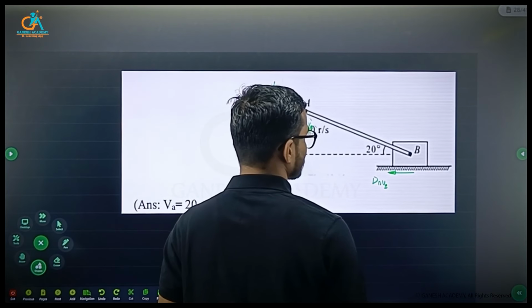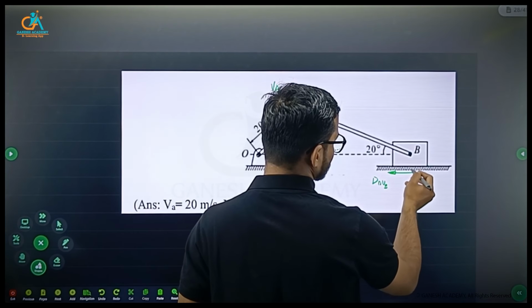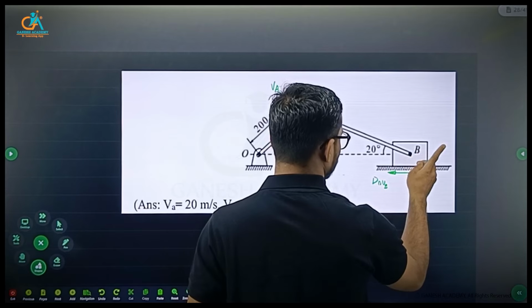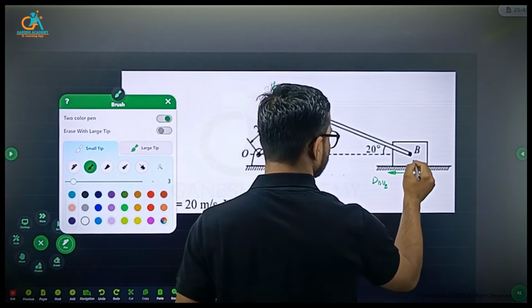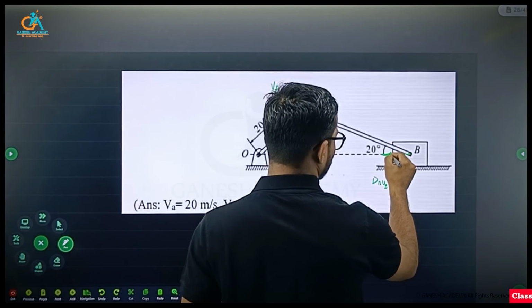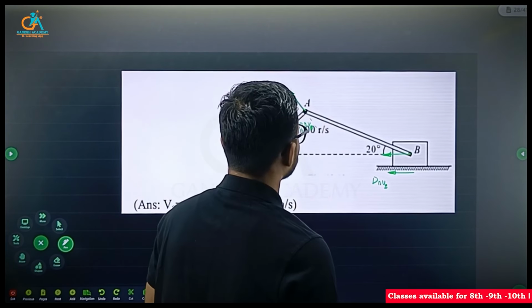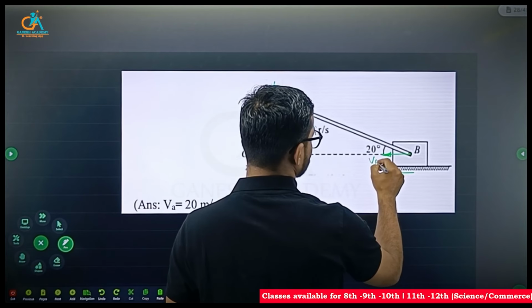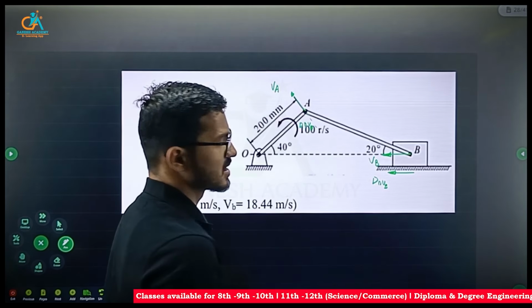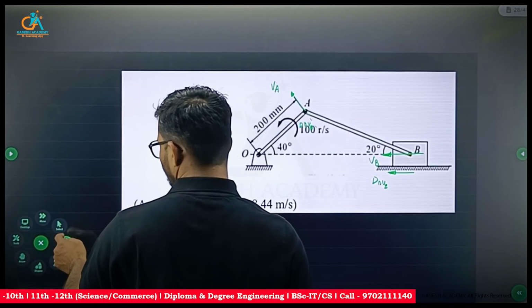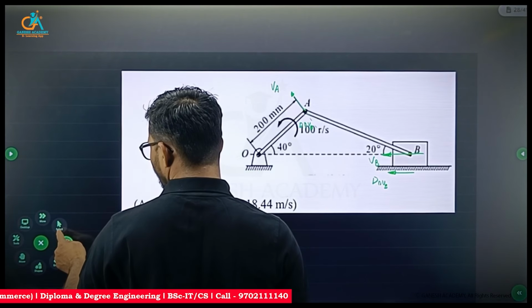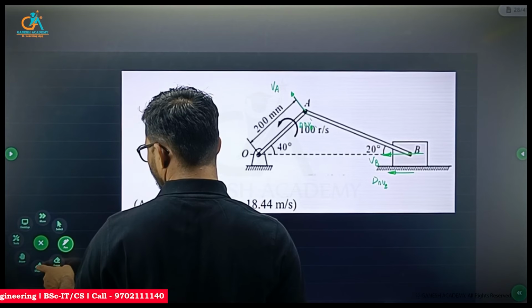So how we can find it: the velocity at this particular point B is in horizontal direction, right? So draw a perpendicular at B to the velocity.